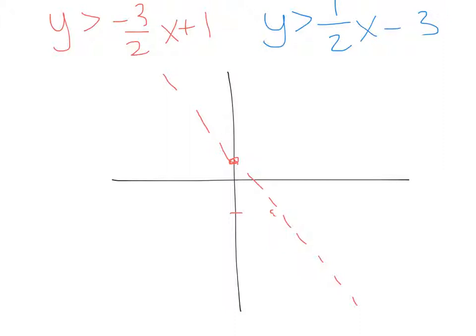So I am drawing a dashed line because it is just a greater than symbol. It cannot also be equal to. The blue line also says greater than, so it's also going to be a dashed line.